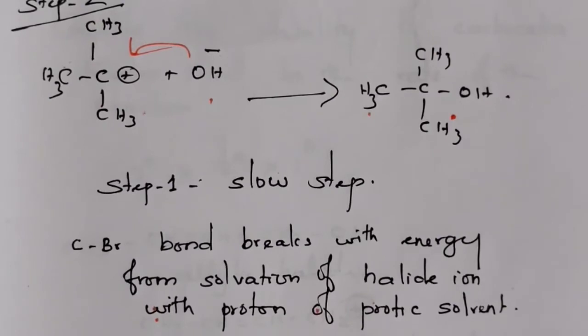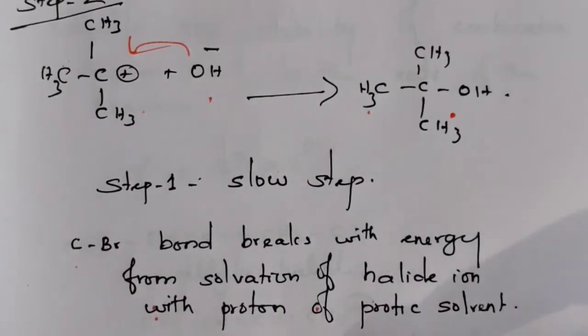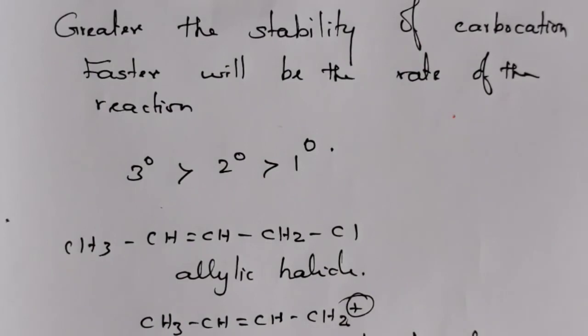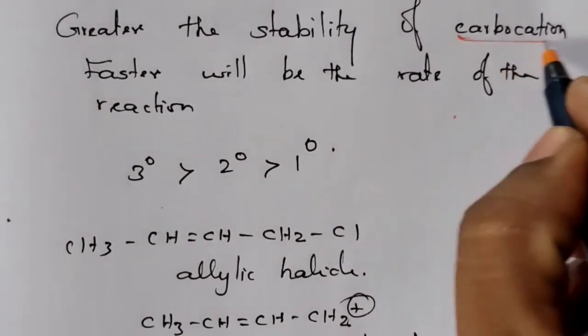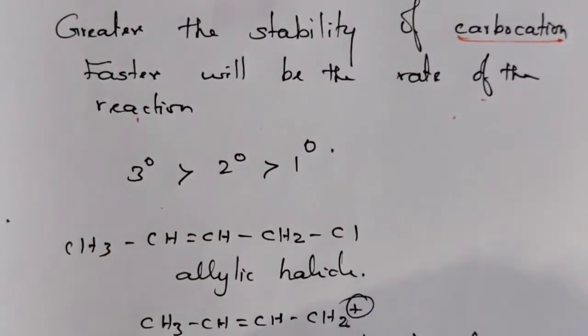In this mechanism, in the first step, the ionization takes place with the energy obtained from the solvation of the halide ion. With the energy obtained from solvation of the halide ion, the bond between the halogen and the carbon breaks. The greater the stability of the carbocation, the faster will be the rate of the reaction.